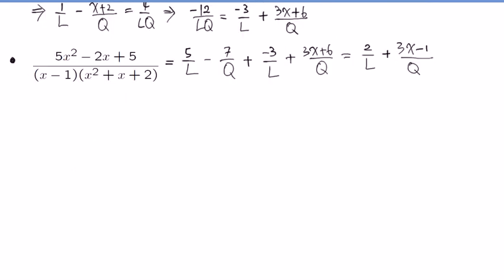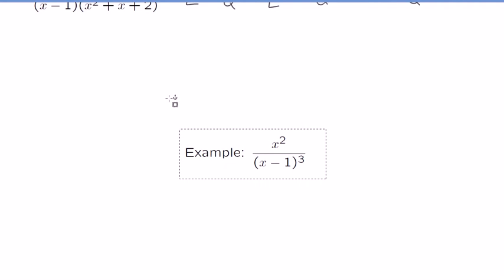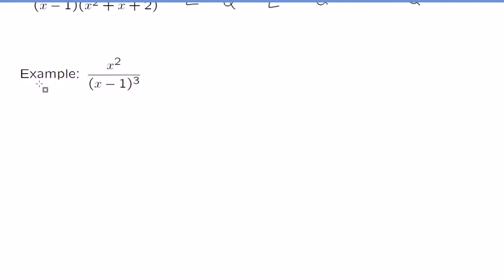But let's first practice on the shapes. I think I wrote it down there. So this is an example of a repeated factor. Repeated irreducible factors. We want to look at it that way. So do you see that repeated irreducible factor? X minus 1 repeated 3 times down there, right?